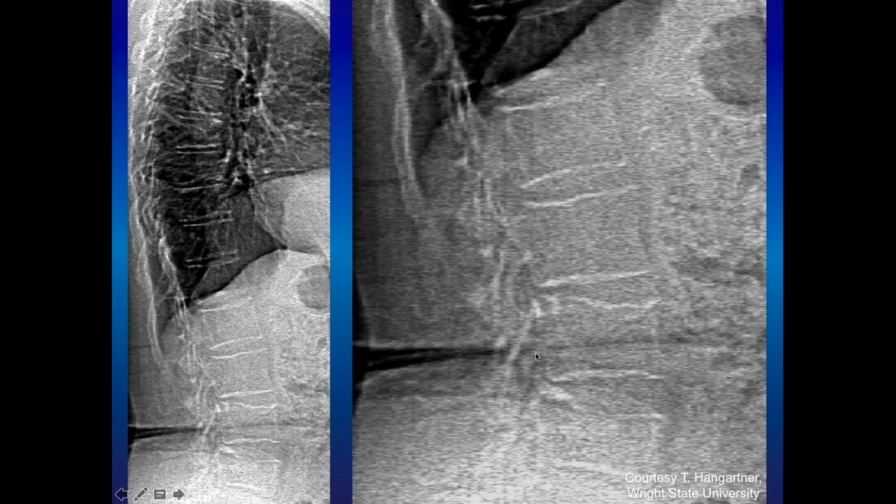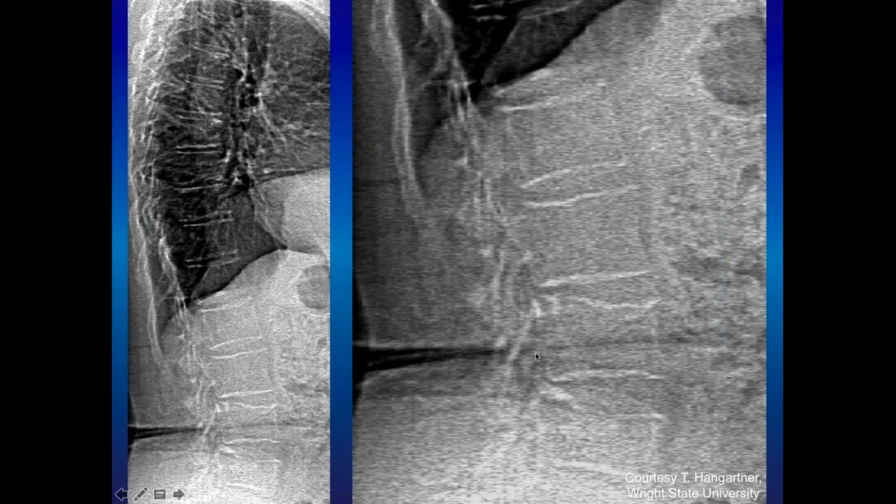This lateral view shows potentially some changes. Let's look at it a little bit closer. Here we have a fracture of the inferior end plate. Here we see some buckling of the inferior end plate, so quite easily seen. And we look at the lumbar region, and we have a definite vertebral fracture here.